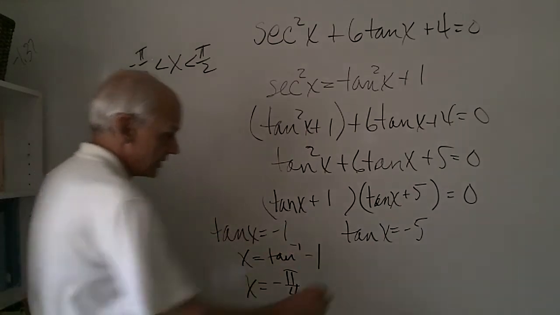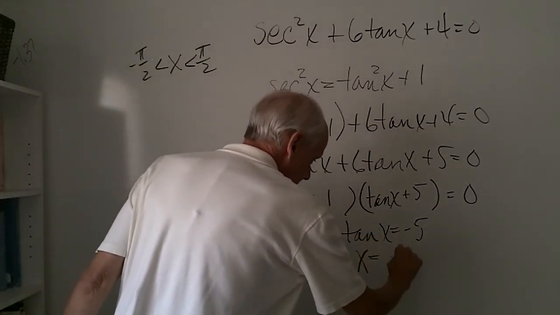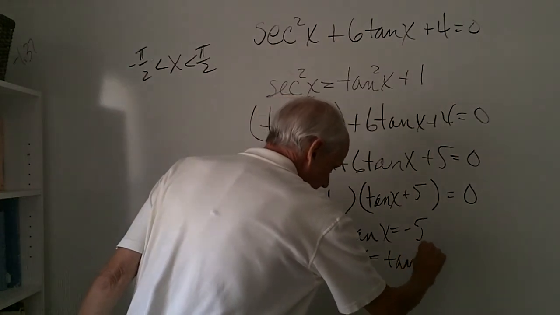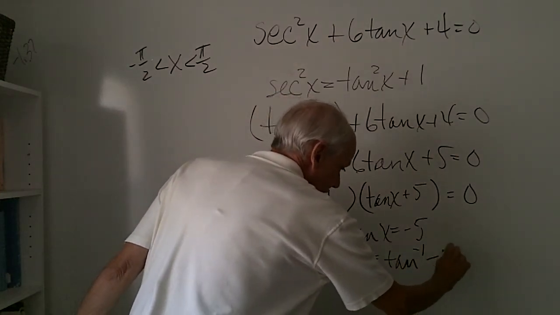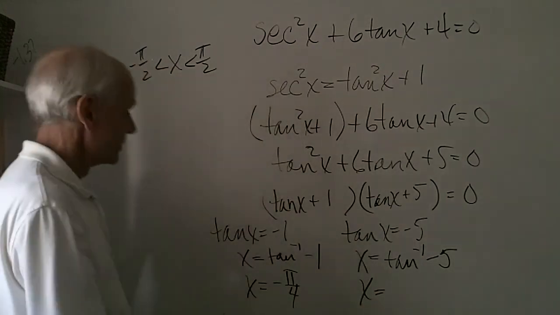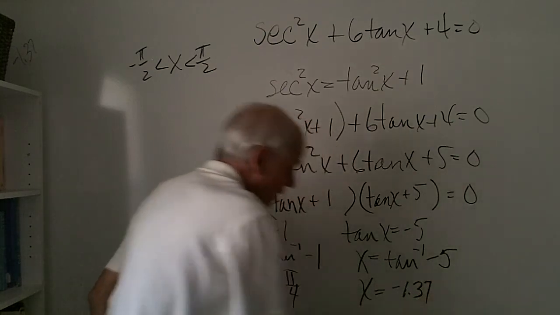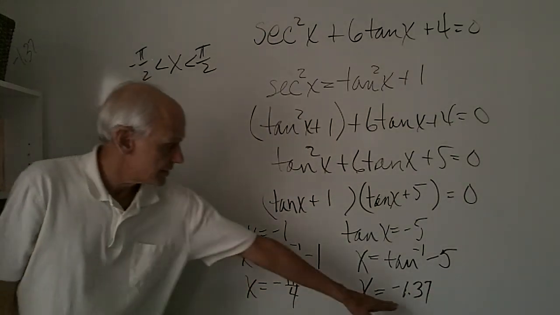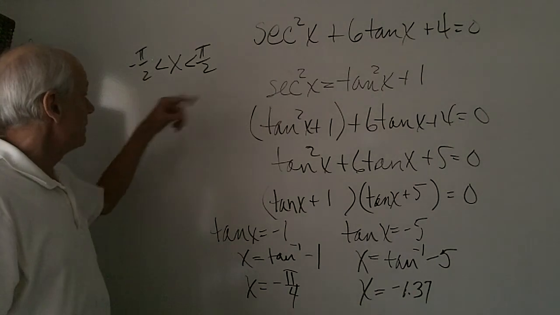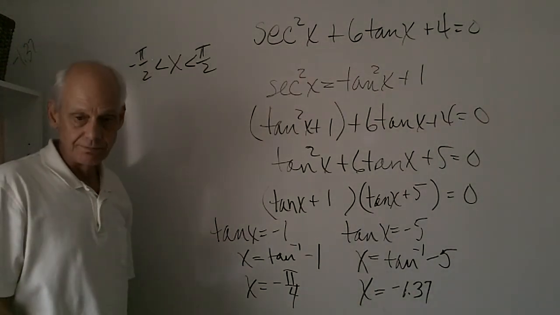In this case, I'm going to say that x is equal to the inverse tangent of negative 5, and I've already calculated it to be negative 1.37. So these are the two answers between the angles of negative pi over 2 and pi over 2 for this equation.